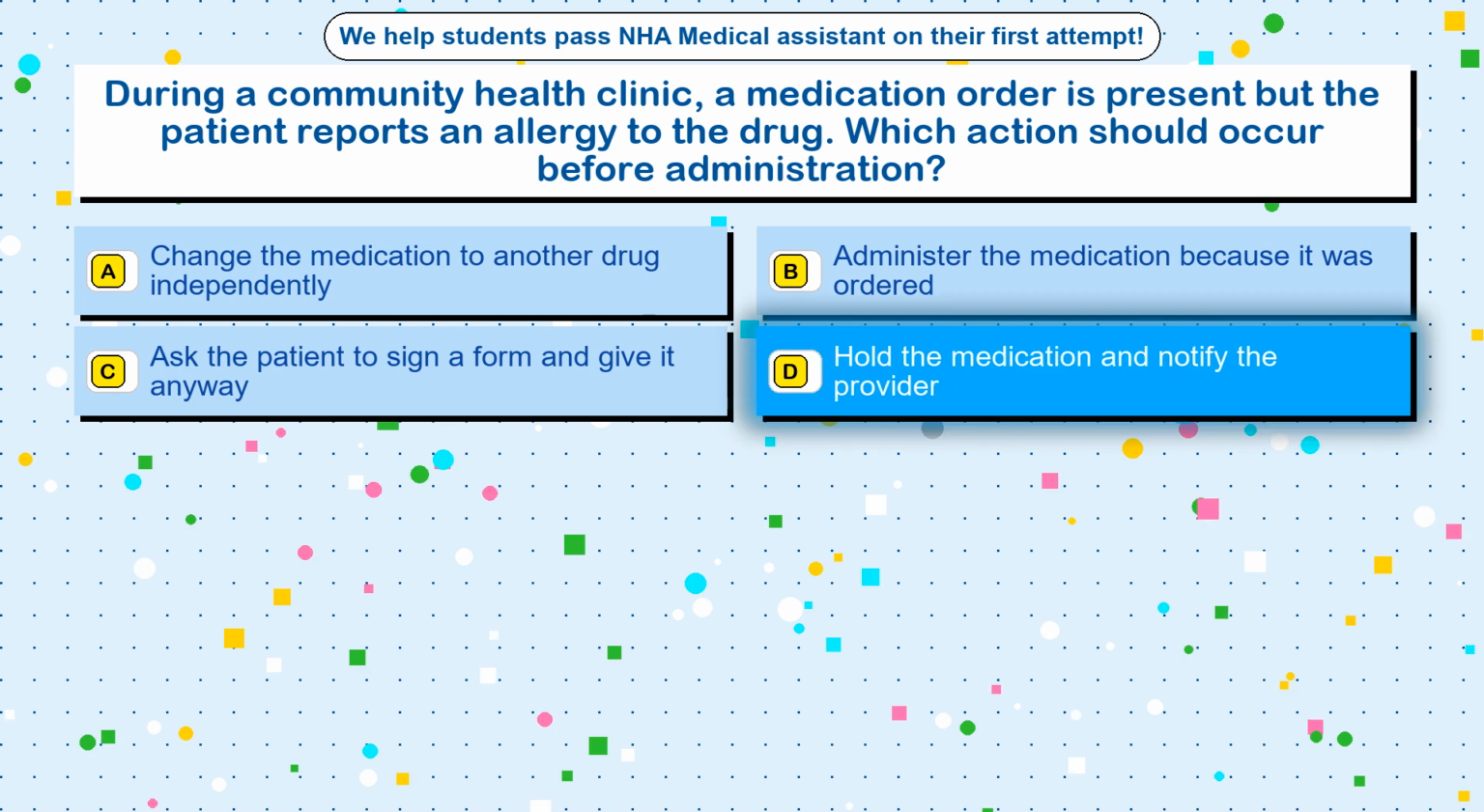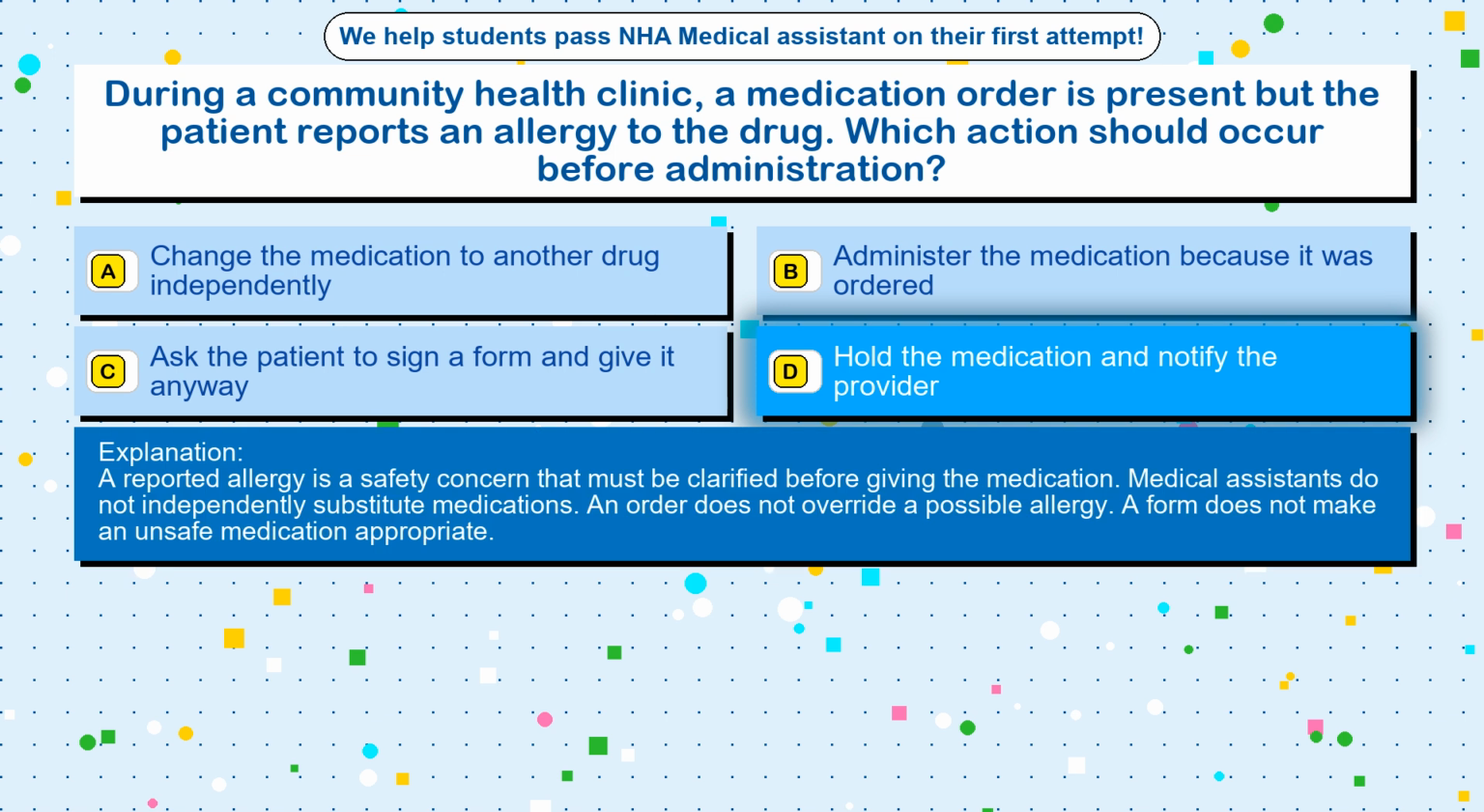The correct answer is option D. Hold the medication and notify the provider. A reported allergy is a safety concern that must be clarified before giving the medication. Medical assistants do not independently substitute medications. An order does not override a possible allergy. A form does not make an unsafe medication appropriate.